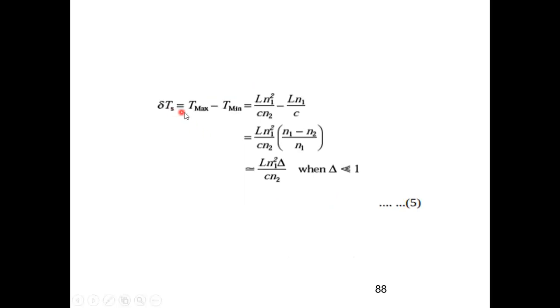So delta TS is equal to T max minus T minimum, which is equal to L N1 square upon C N2, this is my T max, and this is my T minimum. So from here I am taking N1 square upon N2 common. So I am left with N1 minus N2 upon N1. Just see all these arrangements, which to take common, which not to take common. Is this right?